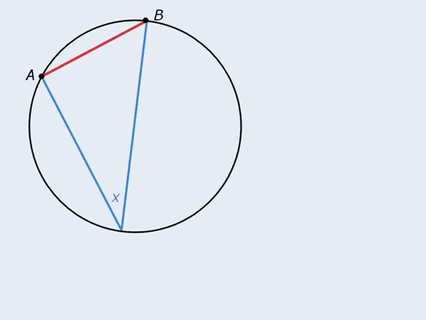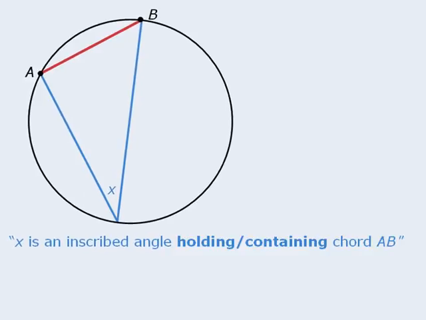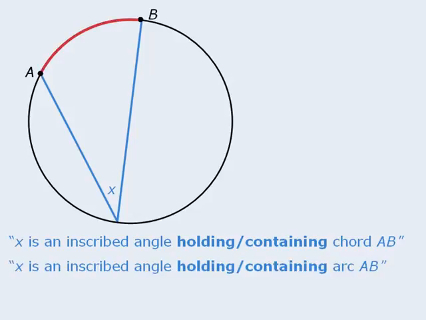Now, if we have an angle such that its vertex lies on the circle, we call that angle an inscribed angle. So here we will say that angle X is an inscribed angle. To be more precise, we can say that angle X is an inscribed angle holding or containing chord AB. So if we imagine that the ends of the two line segments have hands, angle X can be thought of as holding chord AB. Now please note that if we remove this chord, we can see that angle X is still holding arc AB. So we can say that angle X is an inscribed angle holding arc AB.